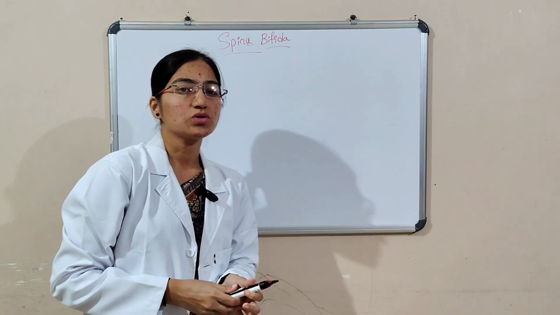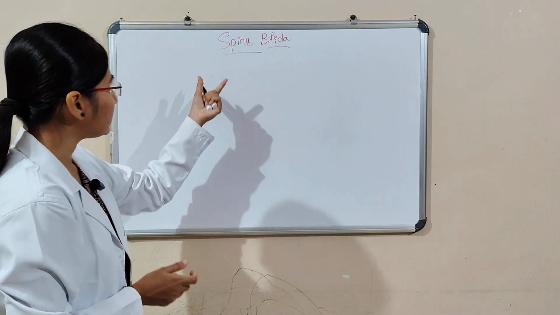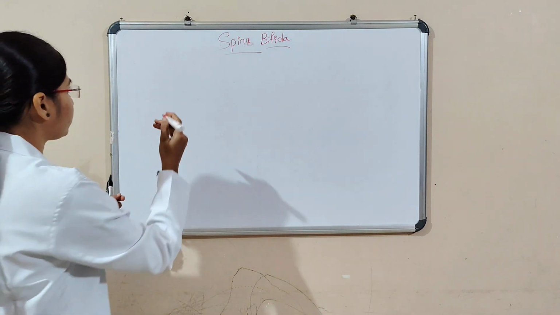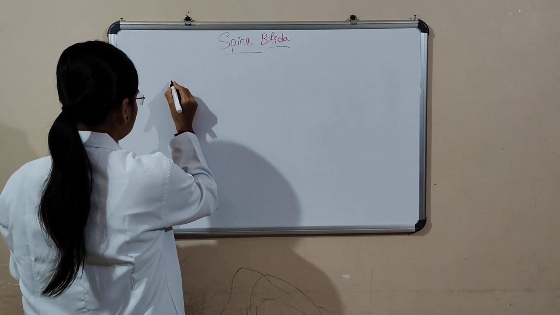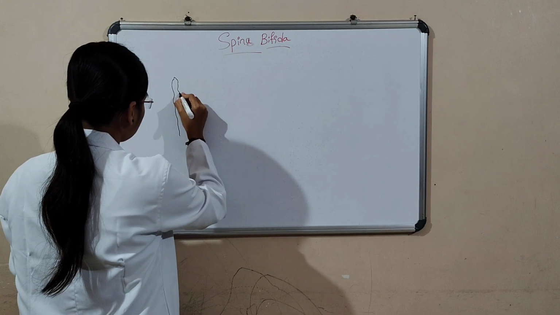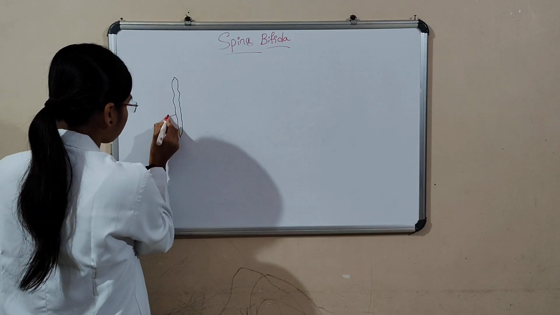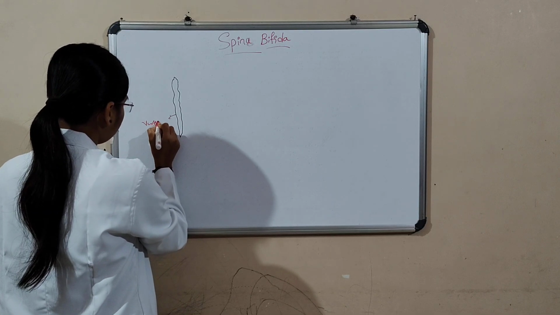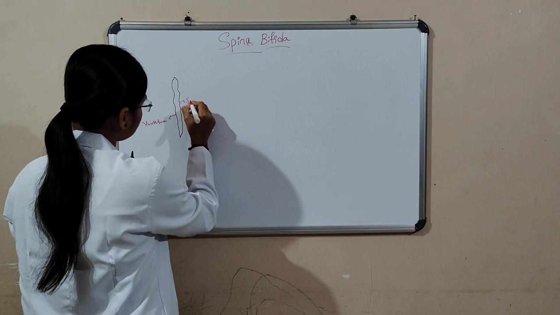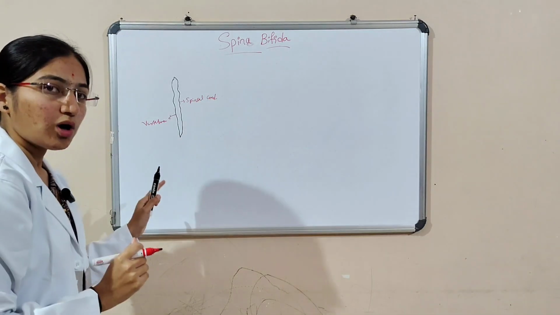In this class we are going to discuss another disease, that is Spina bifida. First we will see what is Spina bifida. Here, this is the vertebra and this is the spinal cord. Vertebra, and then this one is the spinal cord or spinal canal, you can say. This is the normal one.